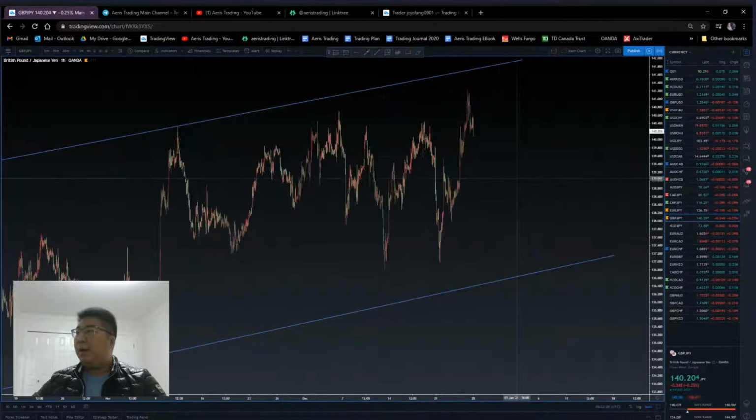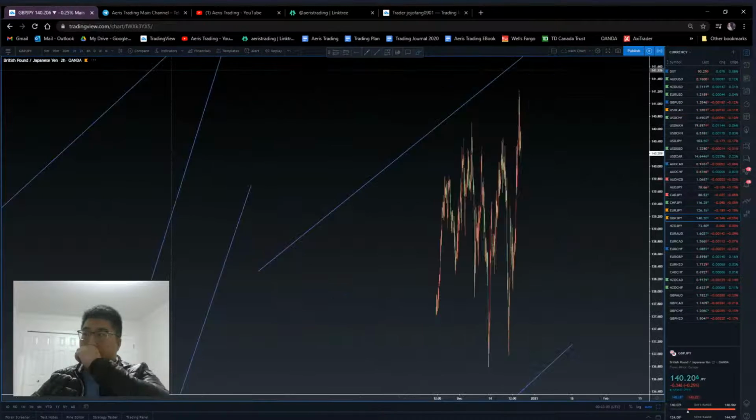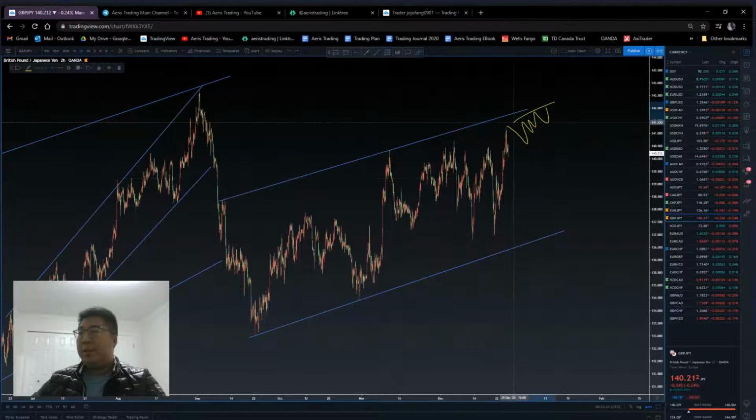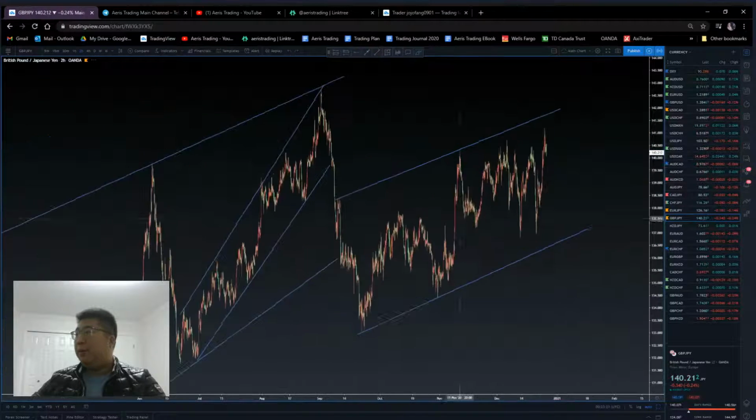Pound yen is one of those. Waiting for a little bit more development here on the price, preferably seeing a correction here, like an ascending channel or reversal structure, whatever it is. It's something that's going to show me that it's going to be a bearish reversal down. Okay, I do like pound yen.